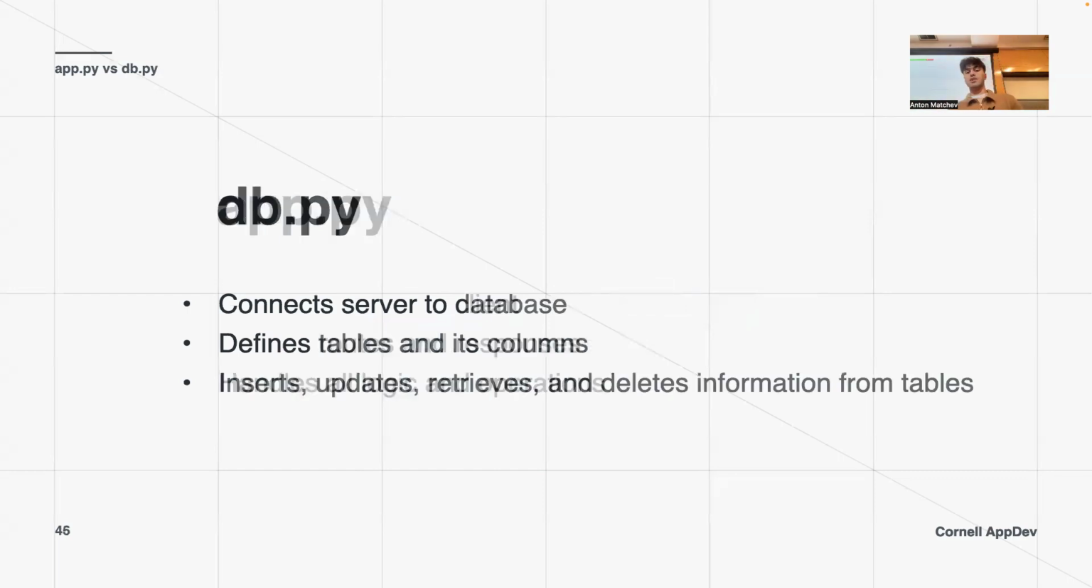And then the db.py actually handles the connection from the server to its database. Now it'll define the tables and columns, not with SQL, but with SQLAlchemy, with Python code through the ORM. And now it'll insert, update, retrieve, and delete. But these methods are now going to be pretty much provided to you through the ORM. So there's going to be a lot less work involved in the db.py.